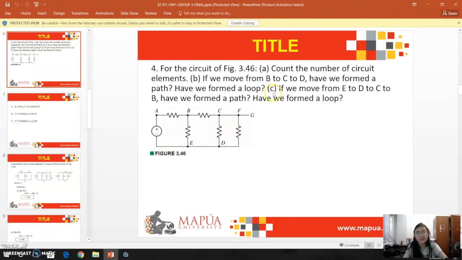Letter C. If we move from E to D to C to B, do we form a path, do we form a loop? If we move from E to D to C to B, it will form a loop.